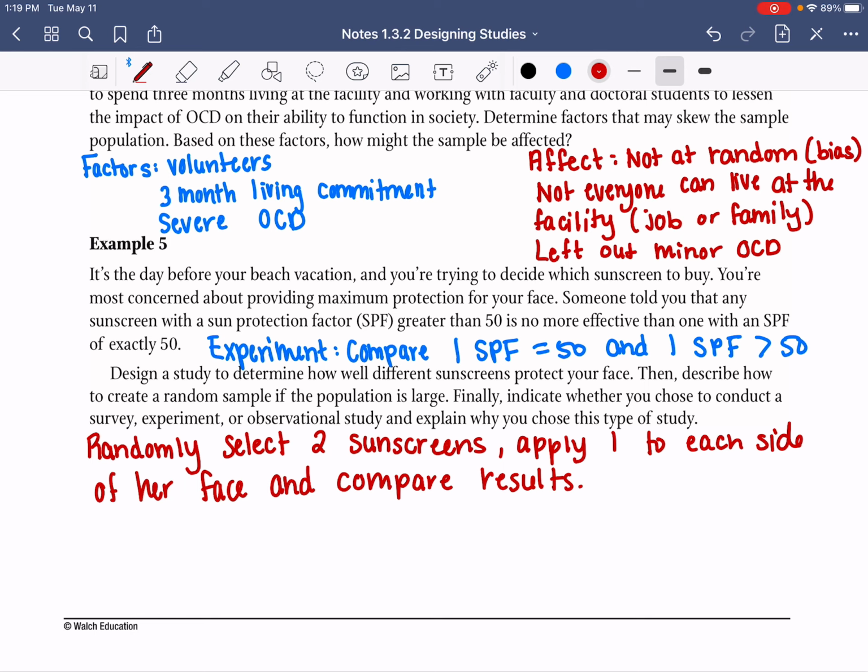But just in general, that's kind of how we can do an experiment. First, you got to randomly select them, and then maybe apply one to each side, and then you just compare them to see. All right, that's it. So do a lot of critical thinking for your classroom.